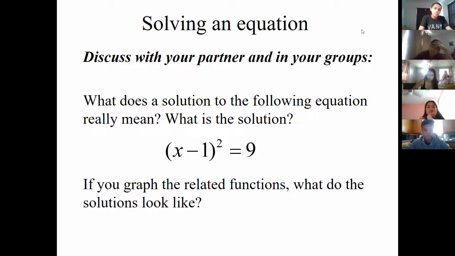The solution to the following equation is when it hits the x-axis. Where it hits the x-axis, okay. Yeah. Where the function hits it.